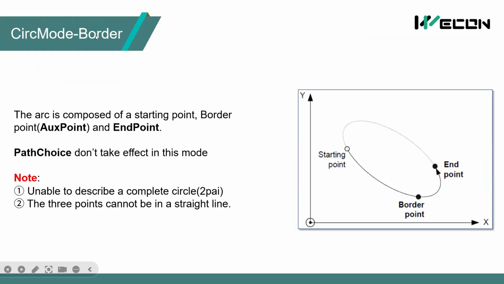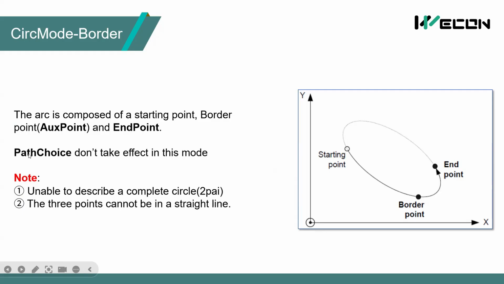First one is border. What does border mean? In this mode, our curve is composed of the starting position and the border position. Here, the border position is our aux position, aux point, and then the end point. So with 3 points, we can get one circle curve.